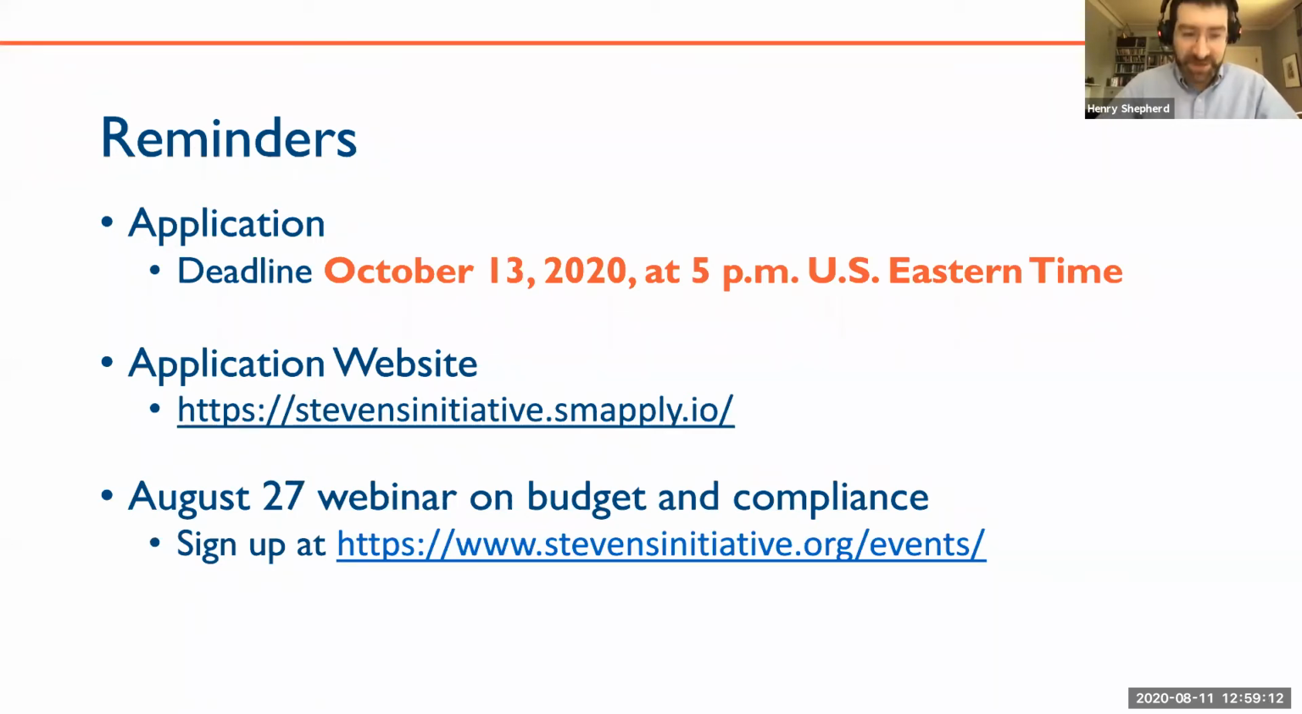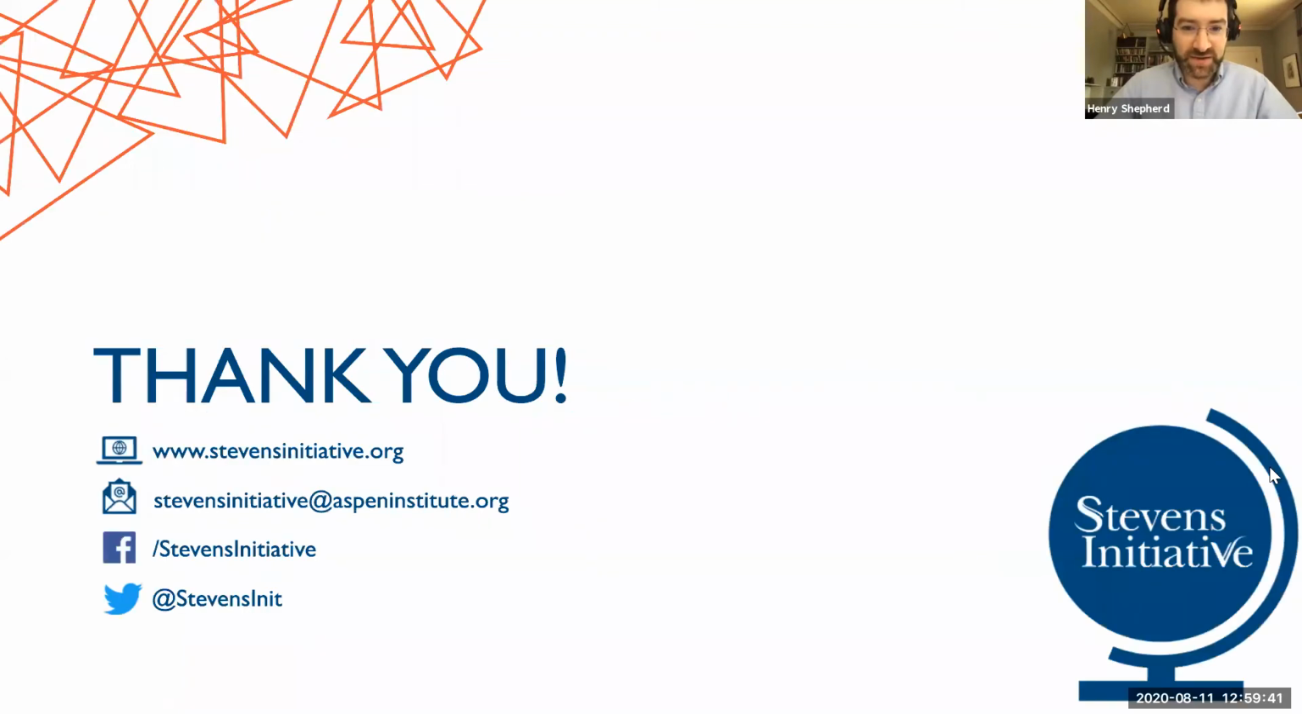I want to remind you that the application deadline is October 13th of this year, 2020, at 5 p.m. US Eastern Time. The application website is stevensinitiative.smapply.io or SurveyMonkey Apply. We have our next webinar on August 27th on budget and compliance questions. So you can sign up using the events page of the Stevens Initiative website. And I think if we click to the last slide, you'll be able to see our email address, stevensinitiative@aspeninstitute.org, which is the best place to send any questions related to the competition.